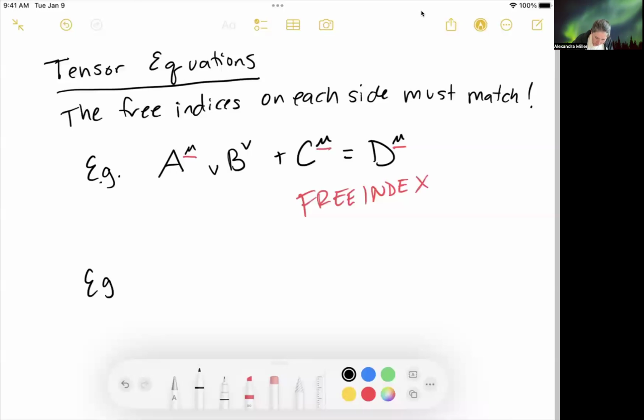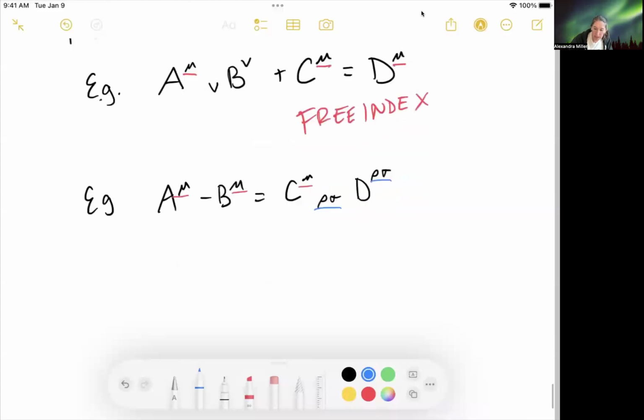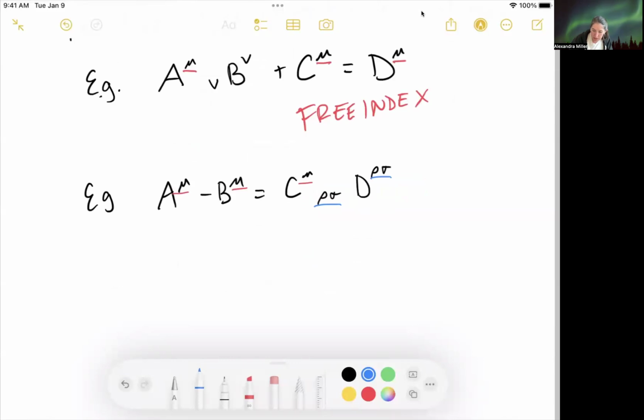Let's look at another example. All right, so here again, mu is our free index. Each term has this free index mu. And then we have these bound indices, rho and sigma, which are being summed over. And so this is what I mean when I say our free indices are matching, and then everything else is summed over.